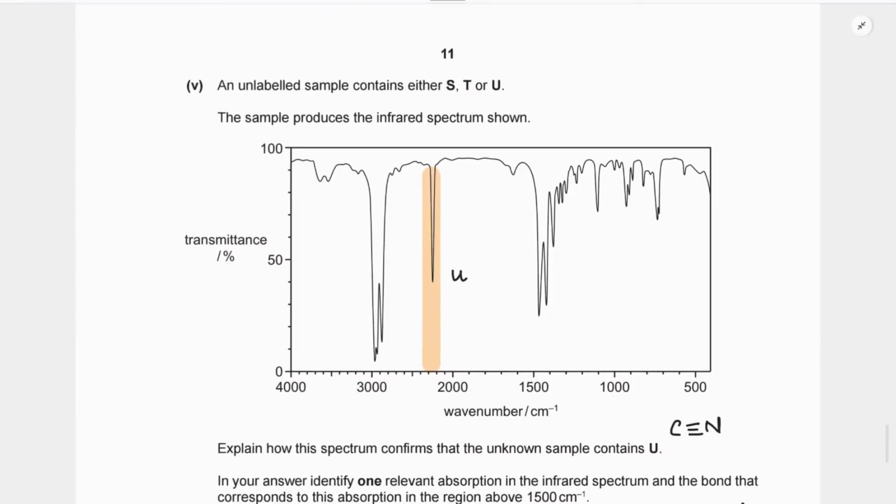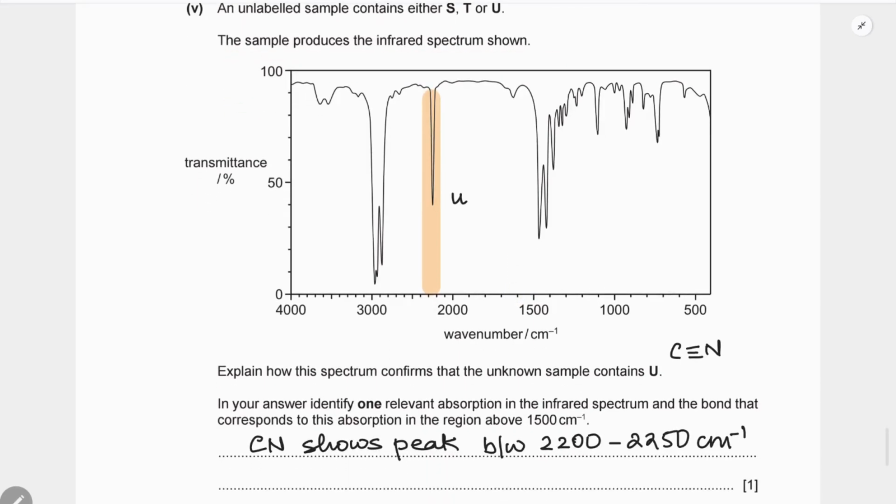Next question, 5. An unlabeled sample contains either S, T or U. The sample produces the infrared spectrum shown. Explain how this spectrum confirms that the unknown sample contains U. In your answer, identify one relevant absorption in the infrared spectrum and the bond that corresponds to this absorption in the region of about 1500 centimeter inverse.